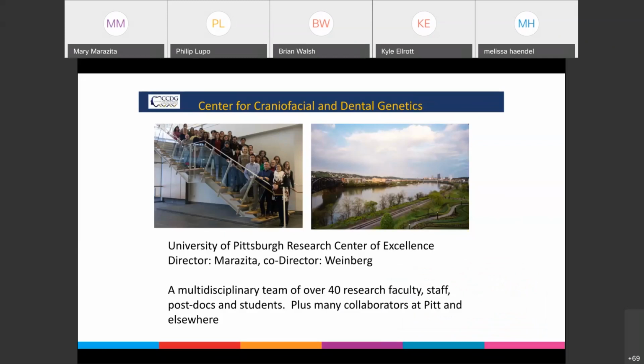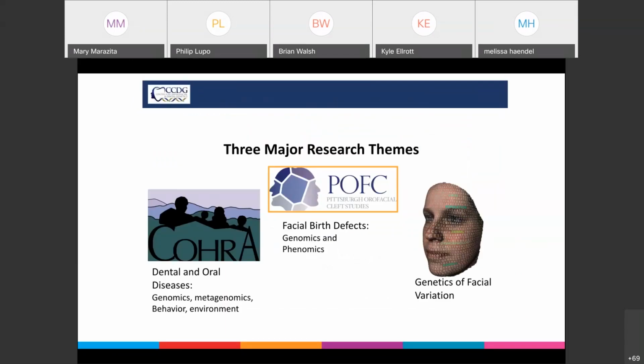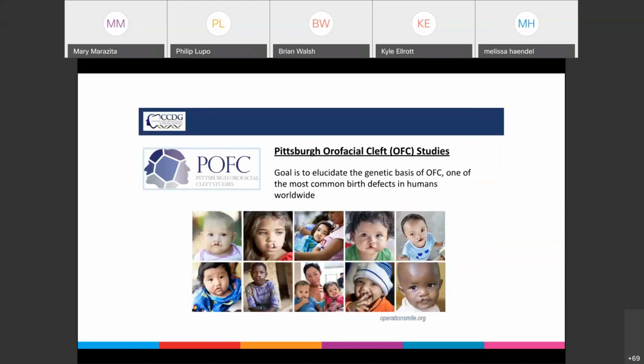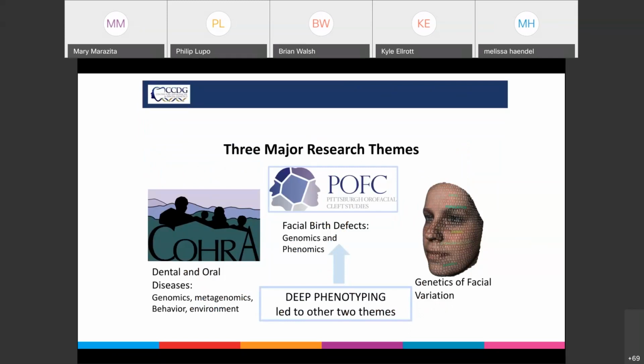Okay, so I'm the director of the Pittsburgh Center for Craniofacial and Dental Genetics, and Seth Weinberg is a co-director. And someday I'll see my team again, but here's a quick photo and the view from my office. Next. So the center has three major research themes: facial birth defects, facial variation, and dental and oral diseases. Next. Next, please. And the facial birth defects study, which is, I'm sorry, go back. Well, it's okay. So there's a huge phenotyping component to our facial birth defect study. And in that regard, we've had multiple R01s with GMKF from different ethnicities.